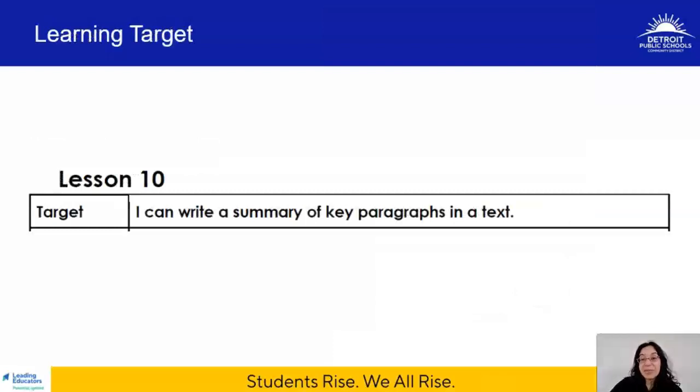Okay, so here is our learning target for today. Let's read it together. I can write a summary of key paragraphs in a text. So today, after reading part of the text, your writing assignment will be to summarize some of what you read. We'll review the key parts of a summary later on in the lesson.